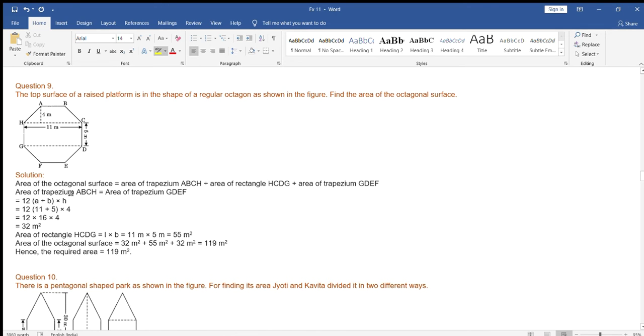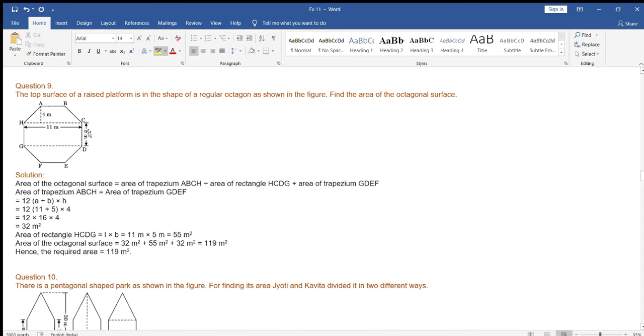In this diagram, what we have done is we have converted the octagon into two trapezium and a rectangle, so that it is easier for us to find the solution. Because we have no formula for finding the area of an octagon. So we have just converted it into two trapezium and a rectangle.